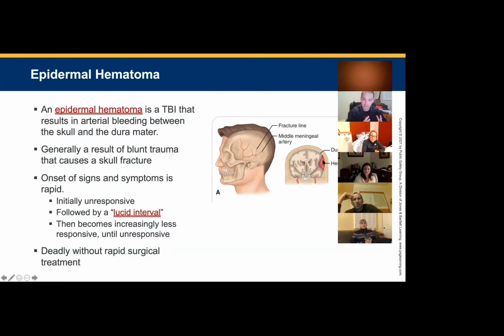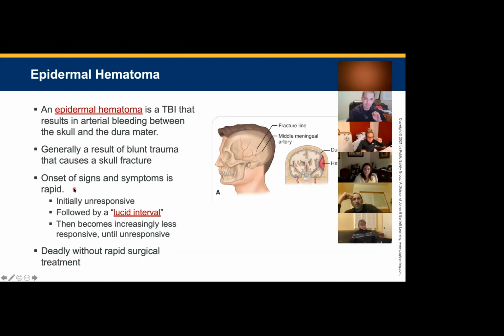Specifically with the elderly, the concern is that as you get older, the brain starts to shrink. Then the brain moves around a lot more inside the cranial vault, and the vessels don't expand. So older individuals typically see these much more often than younger individuals because of the shrinkage of the brain. The onset of symptoms is very rapid.